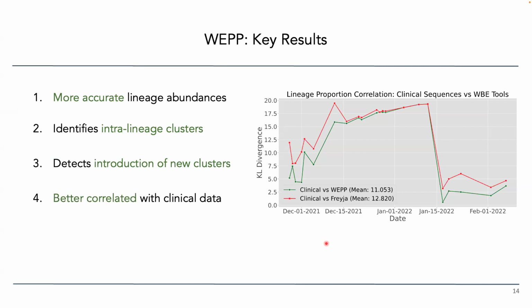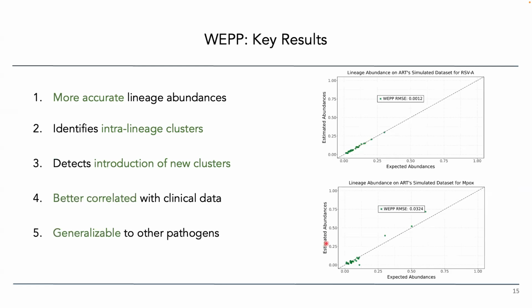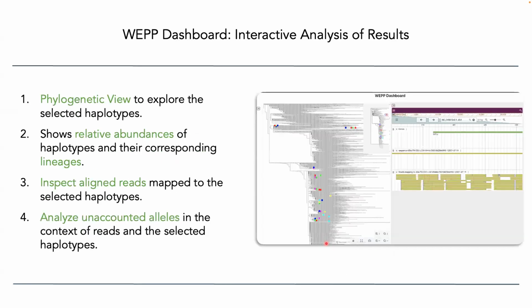We also found 32 haplotypes from this data set by the WEPP, which were also clinically observed in San Diego. WEPP also identified multiple distinct Omicron introductions in San Diego from these wastewater samples. So we tested WEPP on wastewater samples from other pathogens like RSV-A and Mpox and found that it performs equally well across pathogens, which demonstrates its pathogen-agnostic nature.